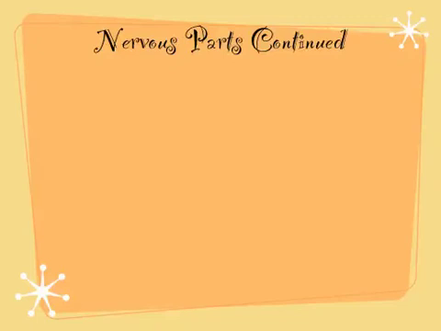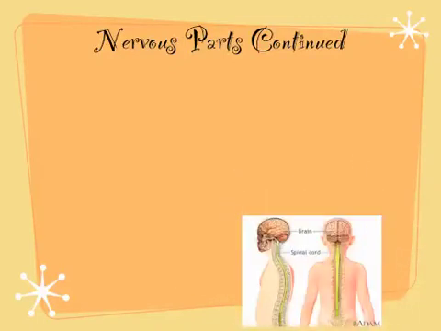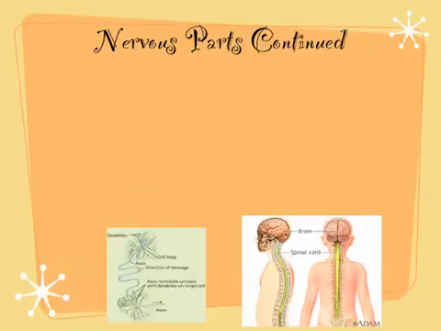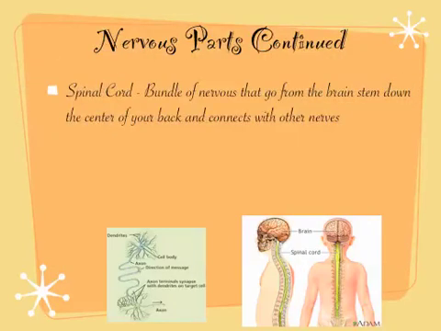Here are some more parts of the nervous system. Oh, there's a picture first. So you could see the brain and the spinal cord. And these are called neurons or nerve cells. So the spinal cord are bundles of nerves, and a bundle is just a collection. So it's bundles of nerves that go from the brain stem down the center of your back, and they connect with other nerves. This is how the messages are sent, almost like a telephone line.